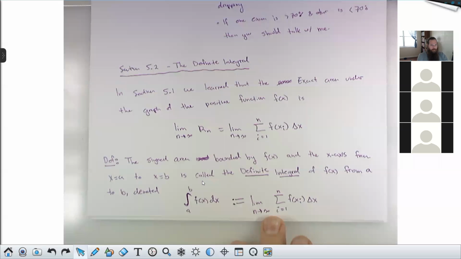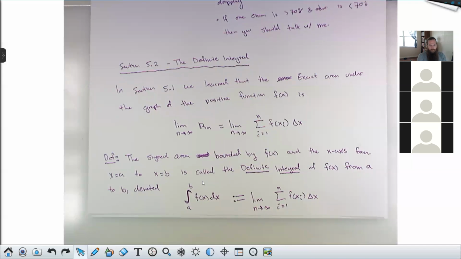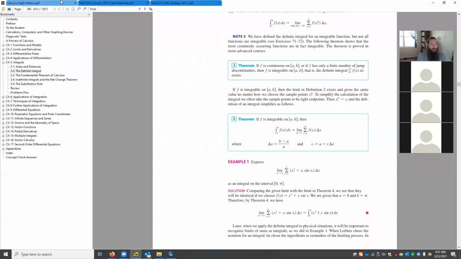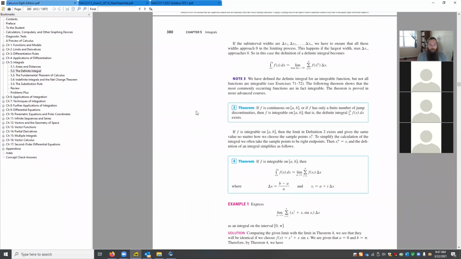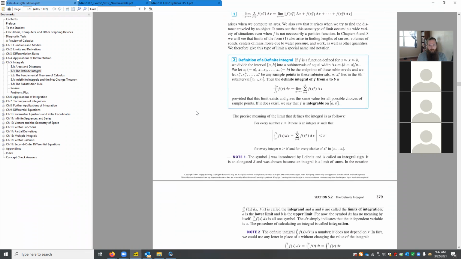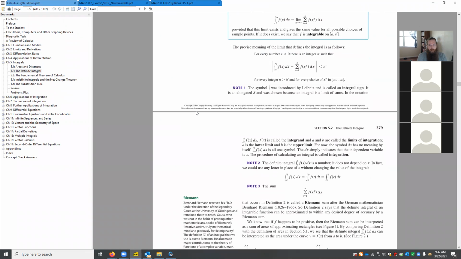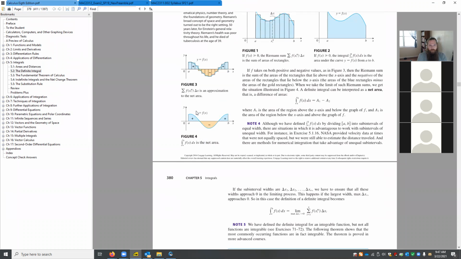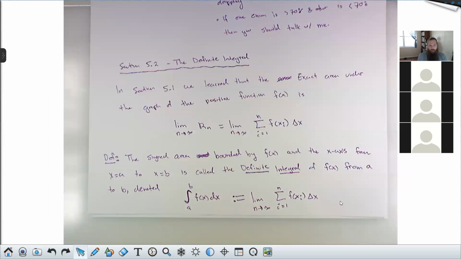But I'll give you a second to look at this. I'm going to flip over to the textbook and make sure I'm not skipping over anything before we move on to the explanation of what we mean by signed area. Yeah, we'll need to talk about integrability, but I think first it's better to, yeah. No, that's a little too much for you. But yeah, okay, signed area and then integrability.